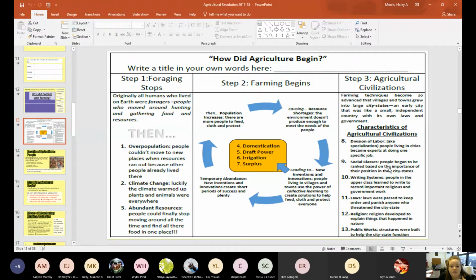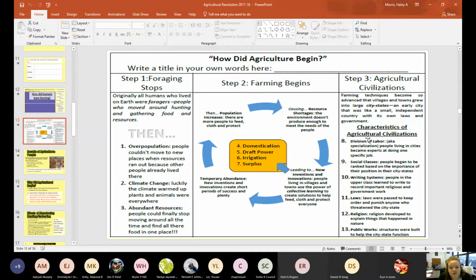A city-state is like the size of a city, maybe a large city even, but it's independent. It's like its own country. So you'll get like Roman and Greek cities that become city-states, and those are like the most popular ones people talk about usually.